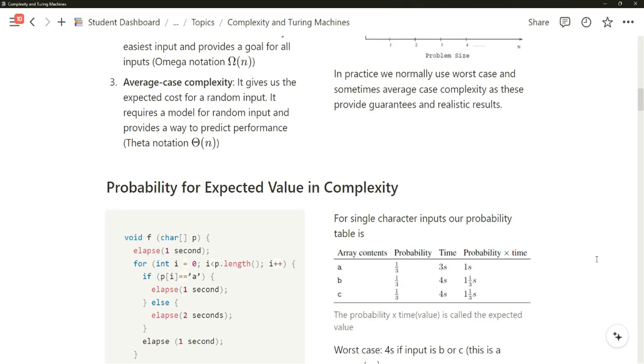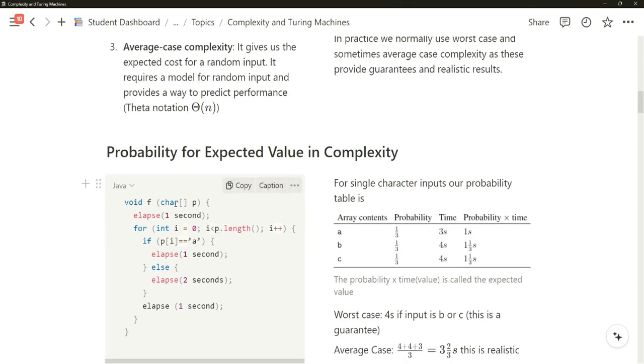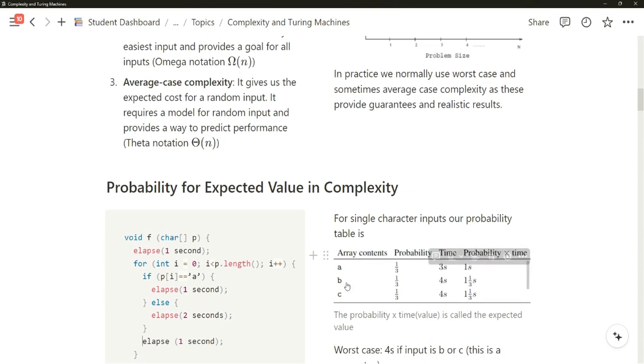An important assumption that we're making here is that the input has a uniform chance of being either A, B, or C. So all three characters have an equal chance of being chosen. Provided that's the case, there are two possible outputs, like two possible times this can take. It can either take 4 seconds, which is what we would get if the character was a B or a C, or it can take 3 seconds, which is what we'd get if the character was an A, because you only wait 1 second here. So the probability of each character is 1/3, uniform distribution.